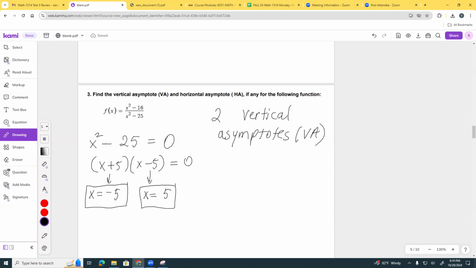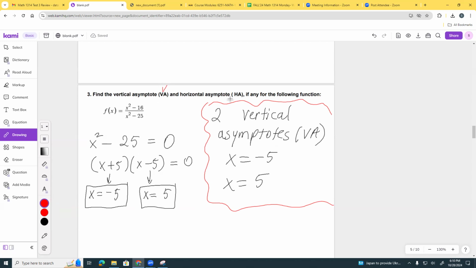VA. One of the vertical asymptotes is x equals -5. The other vertical asymptote is x equals 5. If you remember my last week's class, we said asymptotes are always equations. So you have to give them as equations. You can't just say 5 or -5. You have to say the vertical asymptotes are x equals 5 and x equals -5. Okay, that takes care of the vertical asymptote part.